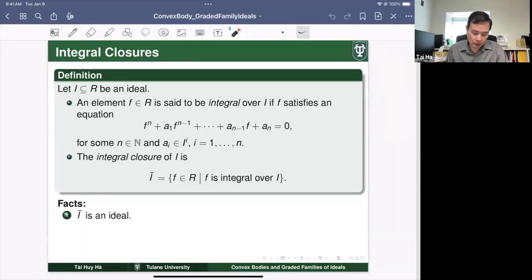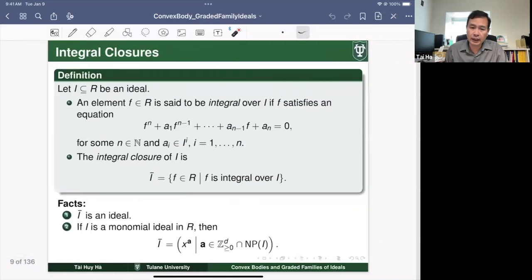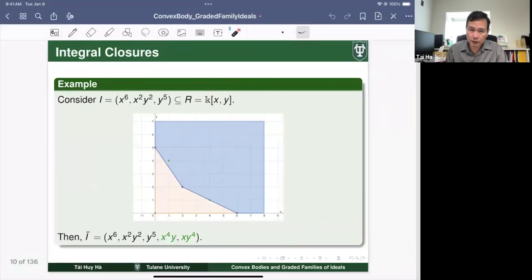We know that the integral closure of an ideal is an ideal itself. The first connection between algebra and convex geometry is that the integral closure of a monomial ideal is completely, in fact precisely, described by the Newton polyhedron. In other words, all the monomials appearing inside the integral closure are in fact inside the Newton polyhedron. So going back to our example, when we look at the integral closure, we actually pick out new generators. That's the points x to the 4th y and x y to the 4th.